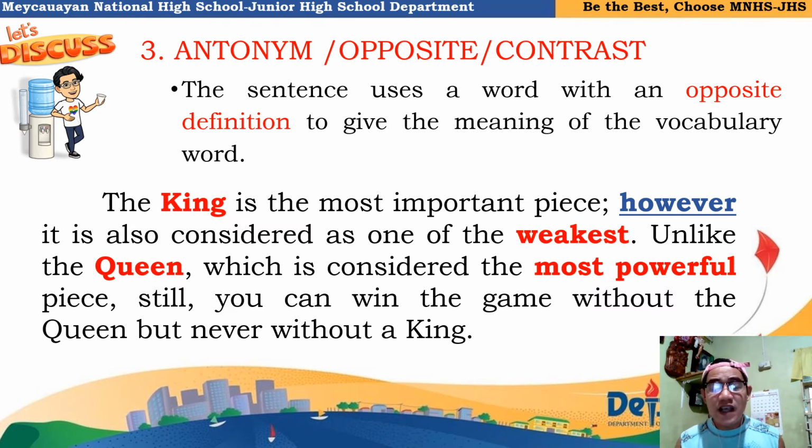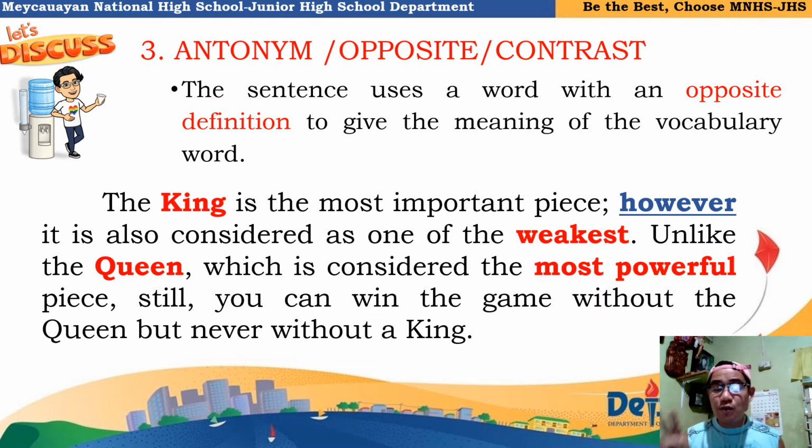So let's read on. The king is the most important piece. However, it is also considered as one of the weakest. Unlike the queen, which is considered the most powerful piece, still, you can win the game without the queen, but never without a king. Let's now identify the antonyms, or the words with opposite meanings. What is the opposite of the word king? Exactly, very good. That is the word queen. Now, what about the weakest? For the word weakest, what is its opposite meaning in the sentence? Okay, we have the most powerful.